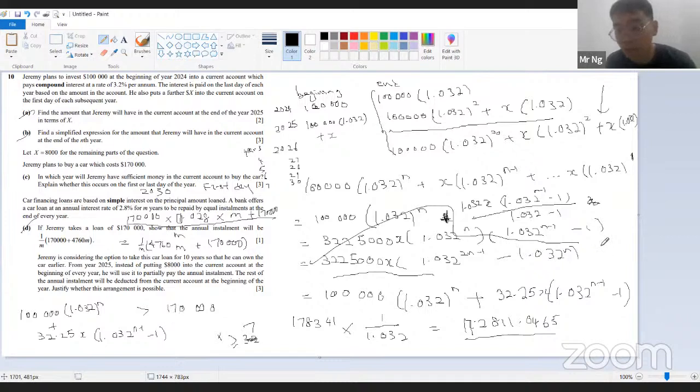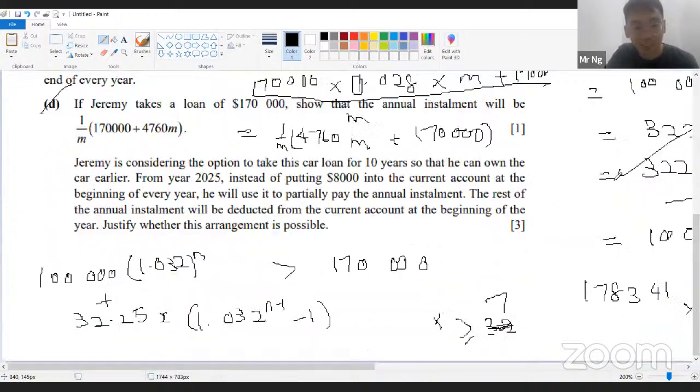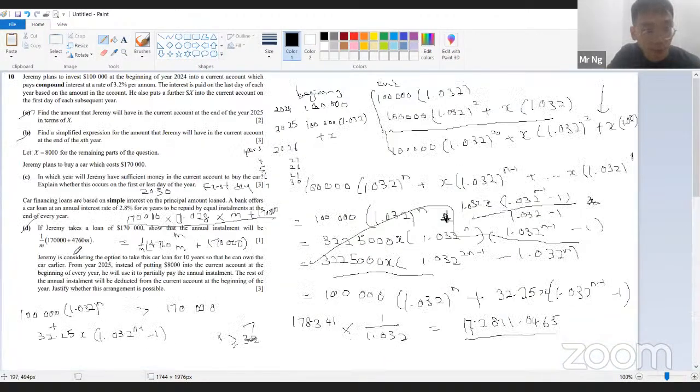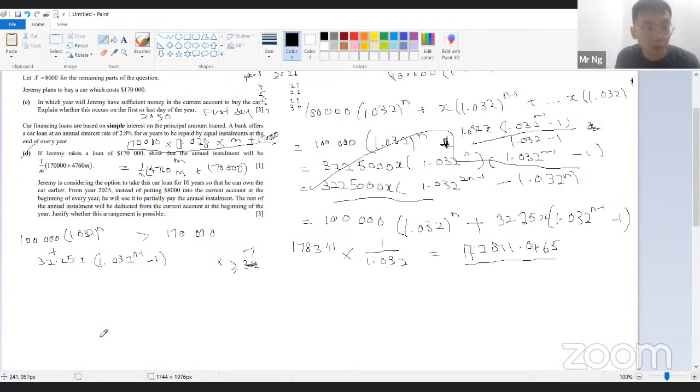Okay, so firstly, now I just wing it already. Whatever I can do, I will just do. Okay, I want to substitute n equals to 10, because he wants to take a loan for 10 years. So his annual payment would be to 1760.